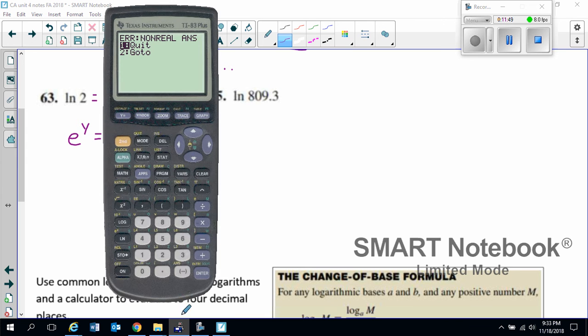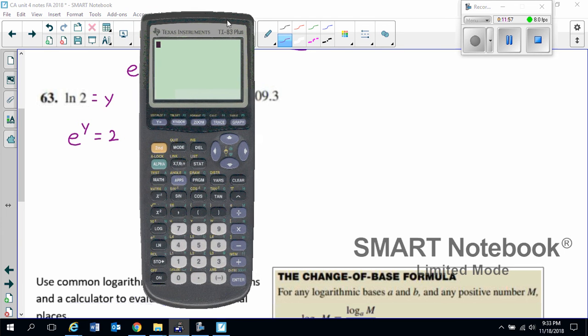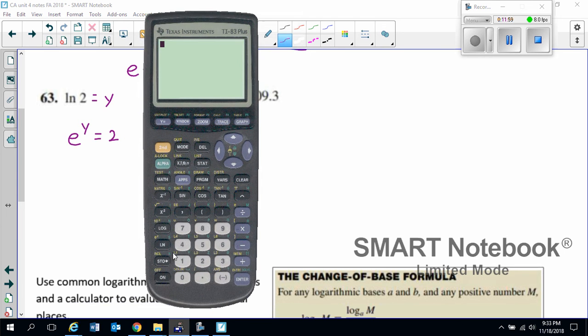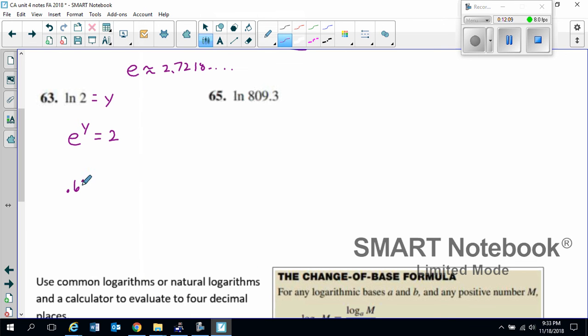So let's find out. Clear that out. Natural log, by the way, with this calculator, which you'll get to use on the exam, is right here next to 4. So natural log of 2. Close that. Let's see. 0.6931. There we go.